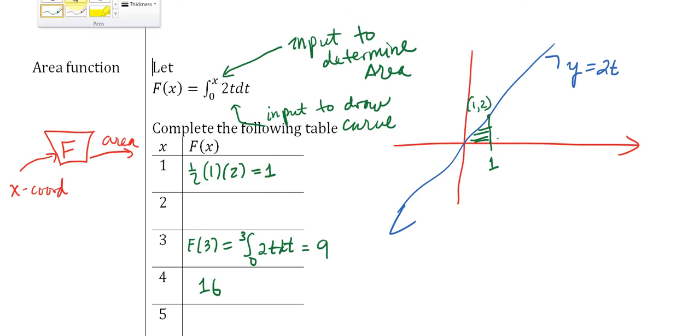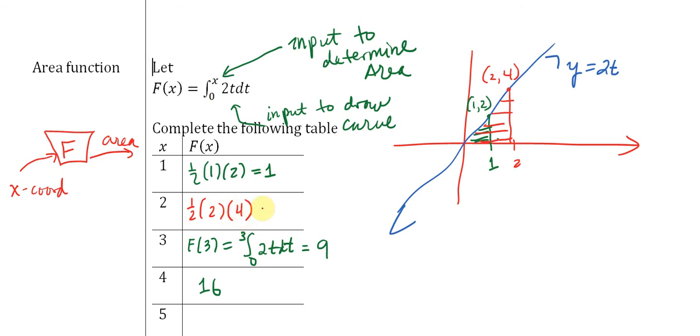We change up the colors here a little bit. So now let's say we have f of 2. We go out to 2. And we want to now find the area of this red triangle, which incidentally includes the previous green one. So this is (2, 4). So we have a triangle with area 1/2. The base is 2. The height is 4. And this is going to give us a value of 4.